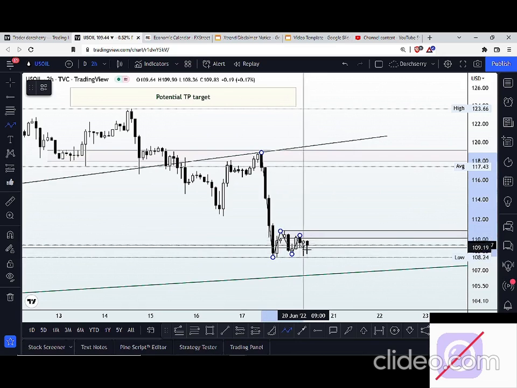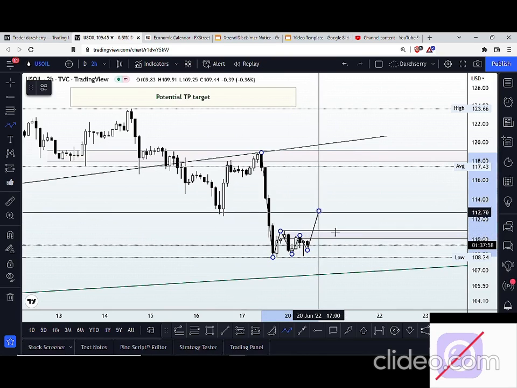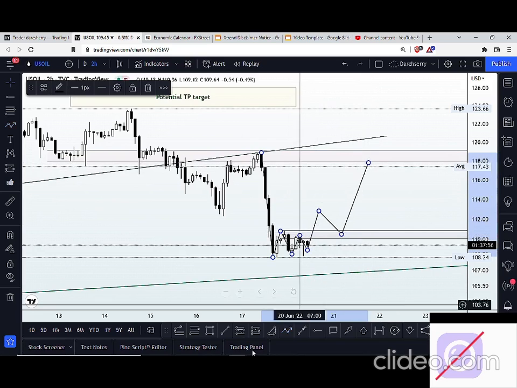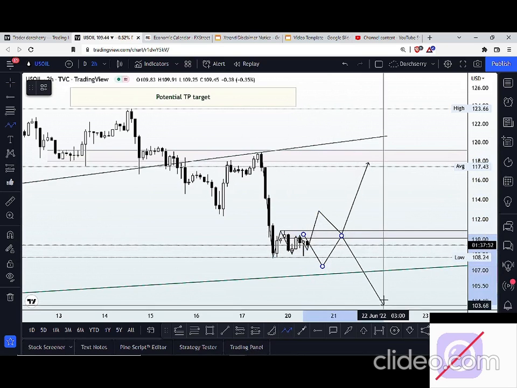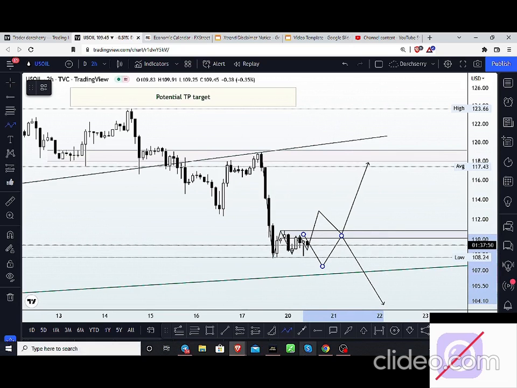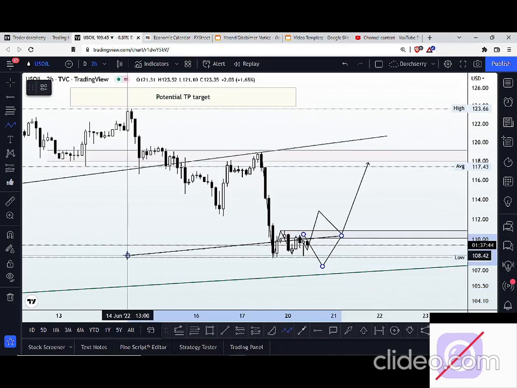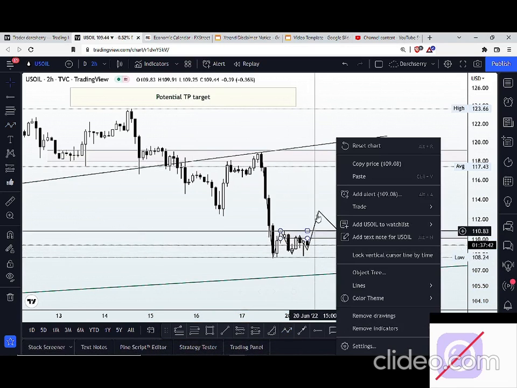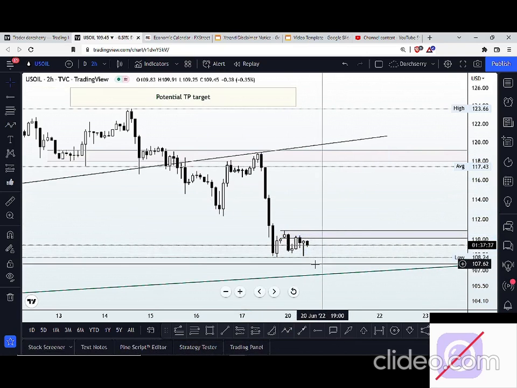And one thing I want to be looking out for is a breakout of this consolidation phase at either side to give us a signal of a trend continuation to the upside, or we could be having a trend continuation to the downside, and that's if we do have a breakdown of that consolidation phase. So those are the two scenarios I'm looking out for going into the new week.